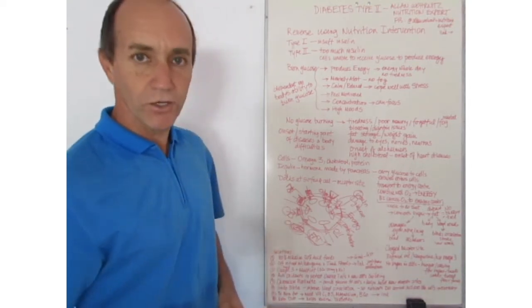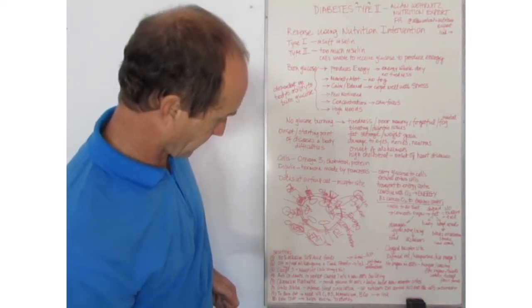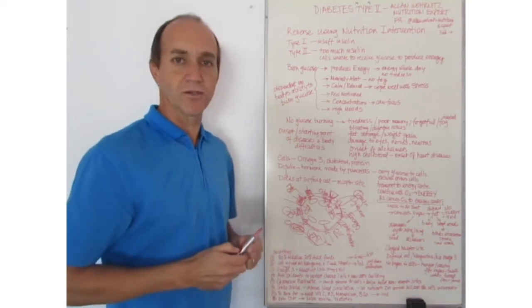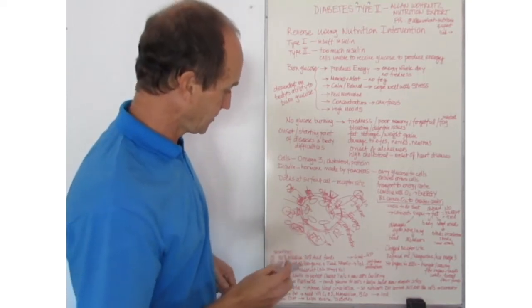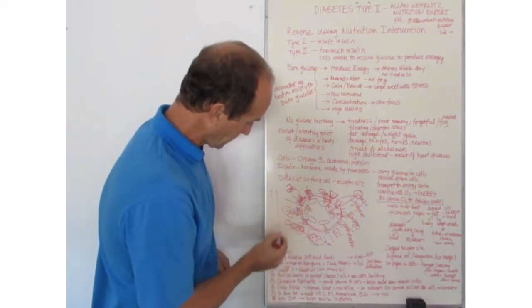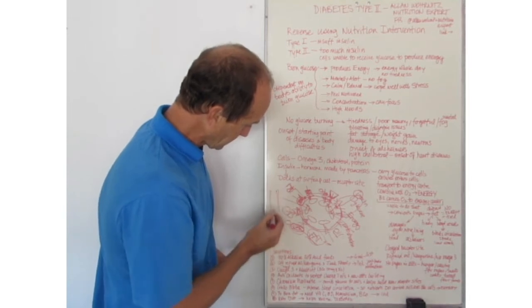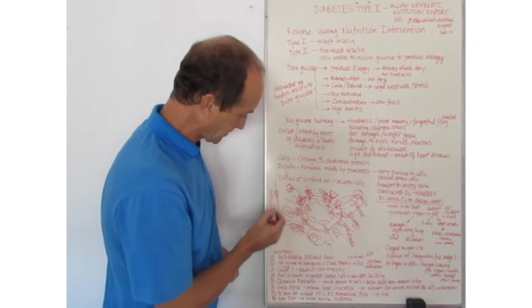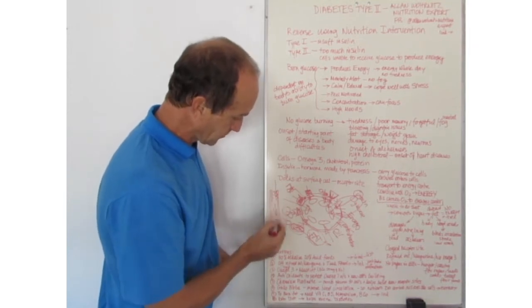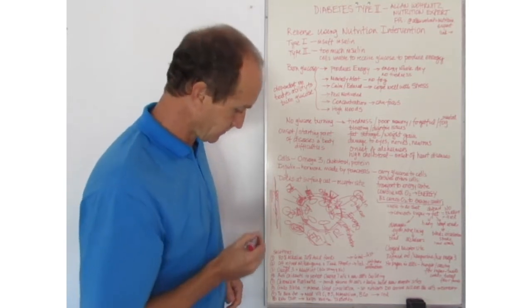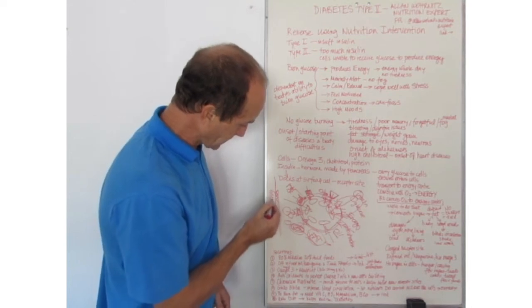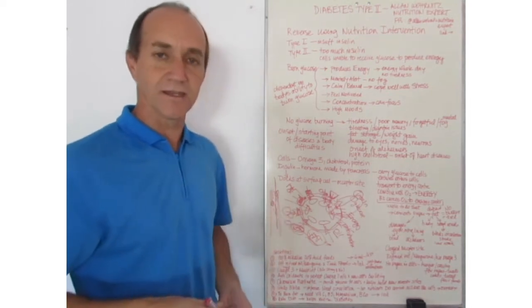Ginkgo biloba is a herbal formula, and it helps improve your blood circulation. So what tends to happen is your blood vessels that should be normal have probably had a little bit of damage, the circulation has been restricted, and your blood pressure goes up. So what ginkgo biloba does, it helps to improve the circulation.